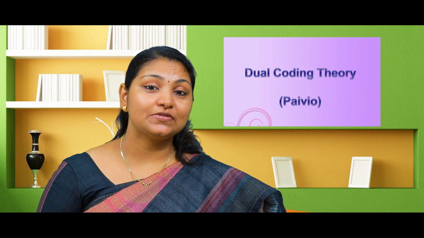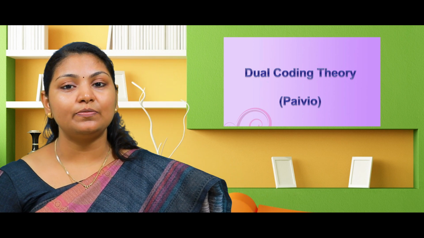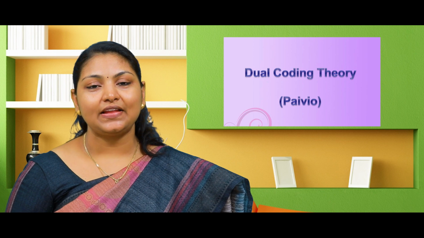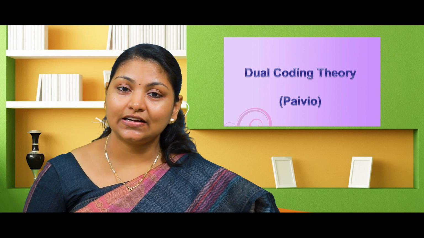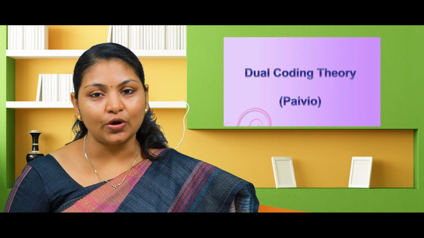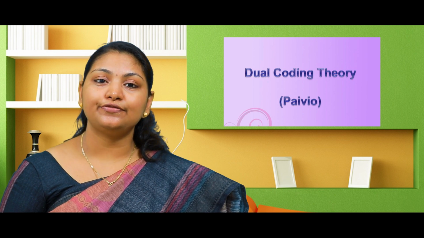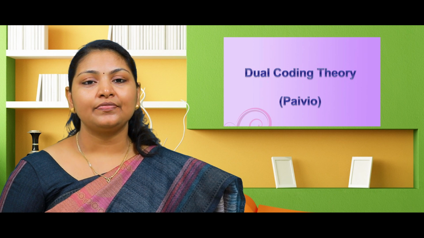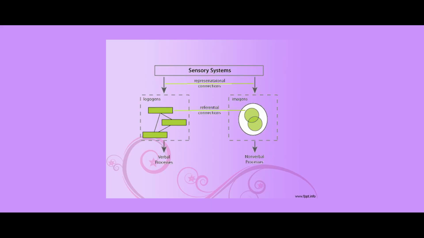The next theory is dual coding theory by Paivio, 1986. The dual coding theory attempts to give equal weightage to verbal and non-verbal processing. The theory explains that there are two cognitive subsystems, one for the processing of non-verbal objects and the other for dealing with language. This figure gives the structural representation of dual coding theory.